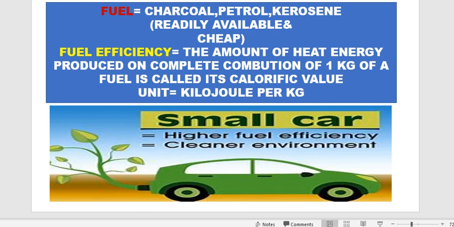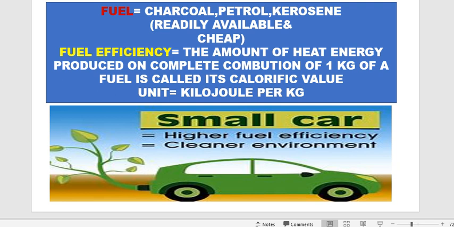And the second thing, which is a good fuel: it is readily available and cheap. Here, with the help of a picture of a small car, you can see higher fuel efficiency and a cleaner environment. With a lower quantity of this fuel, how much larger productivity you can get, that will be your good fuel or the ideal fuel. And what about the fuel efficiency term?